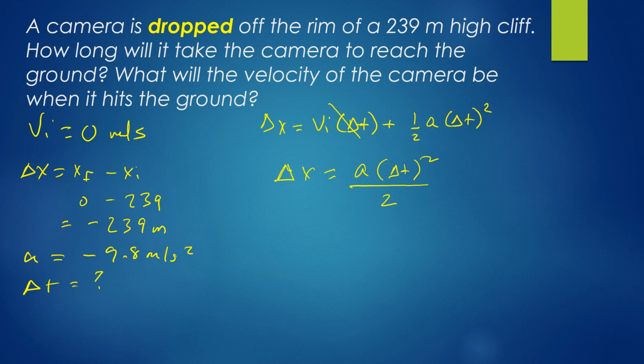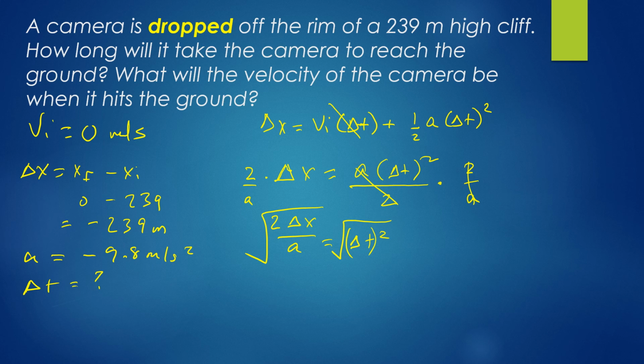So I'm trying to find delta t. To get delta t by itself, I need to multiply by the reciprocal of a over 2 on both sides. This cancels out my 2's and my a's on the right side. So I'm left with 2 delta x over a equals delta t squared. The reason why I put it around it like that is just to remind you that what you're squaring is the change in time. So now, how to get rid of a square? I got to take the square root.